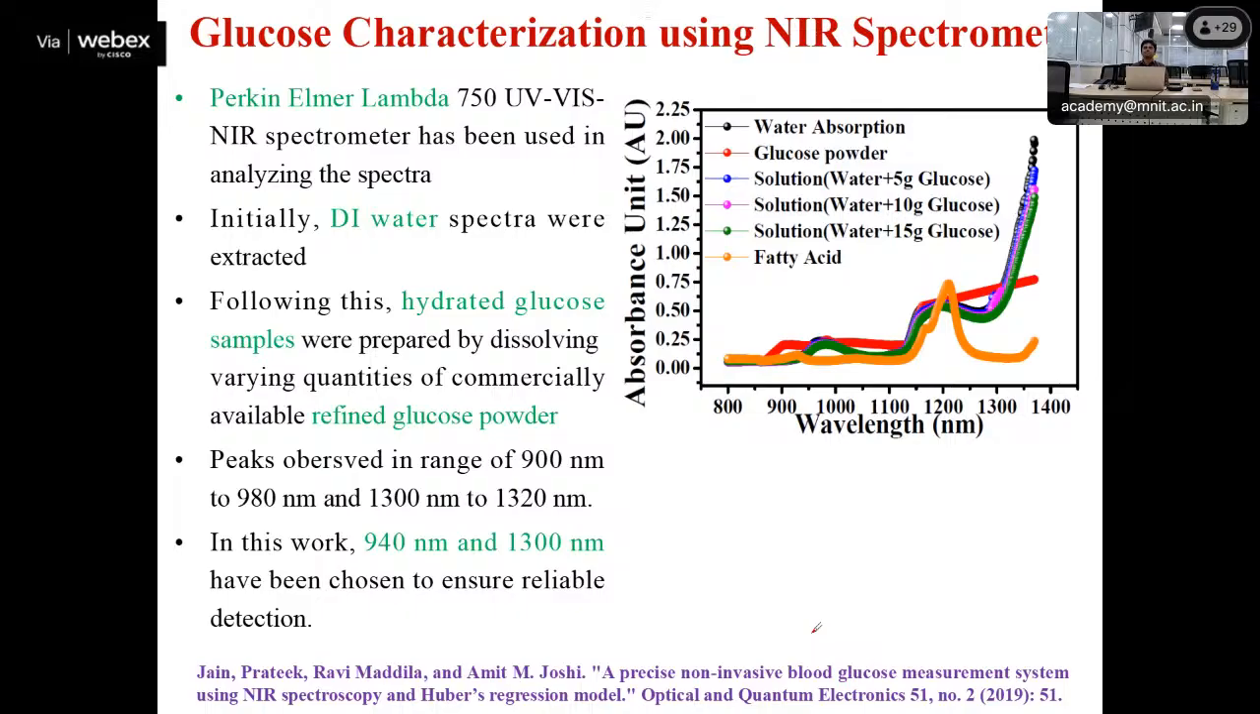Now, this is the spectrum observed from the spectrometer. I told you that we used a spectrometer to observe the spectra. We observed the spectra of the glucose powder, clean water, and water with 5% glucose concentration, 10% glucose concentration, and 50% glucose concentration. And the spectra is observed.